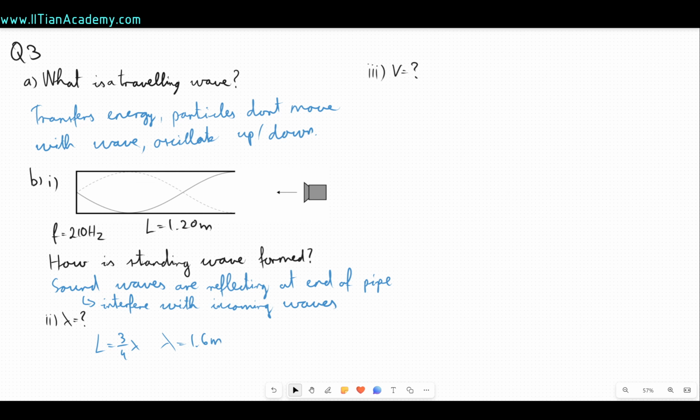And then in part 3, we need to determine the speed of the wave in the pipe. So we know the frequency of it, we know the wavelength of it. v is simply equal to f times lambda. So 210 times 1.6 will give us 340 meters per second.